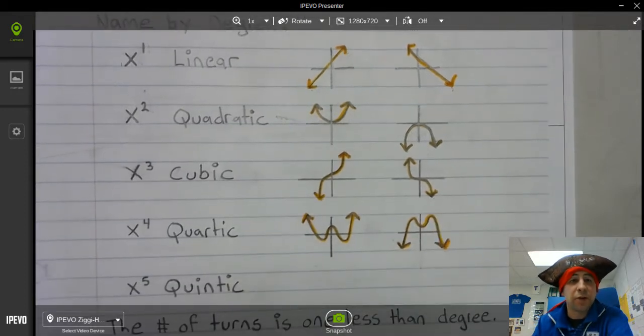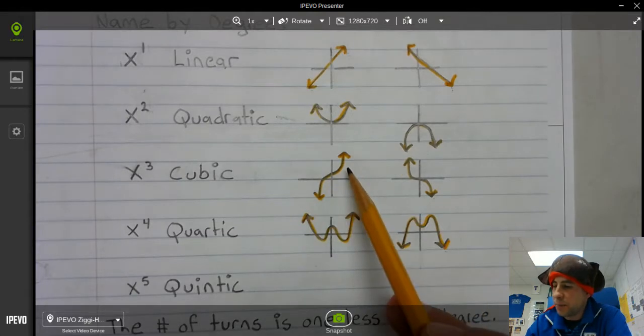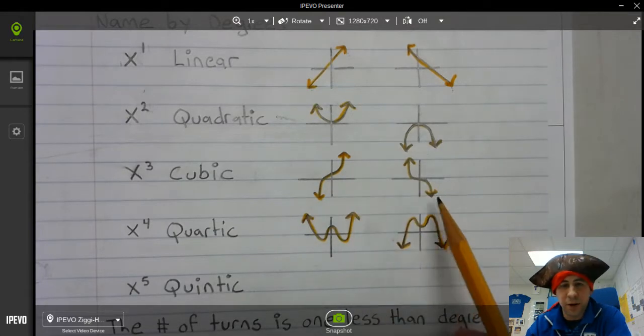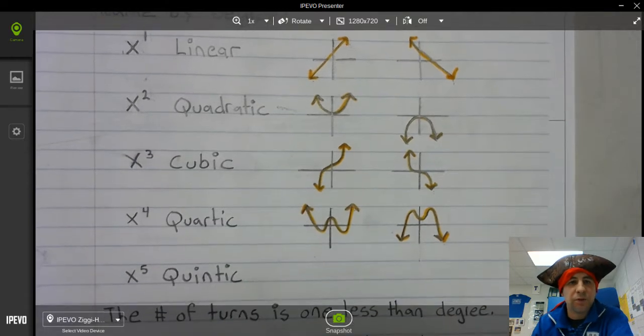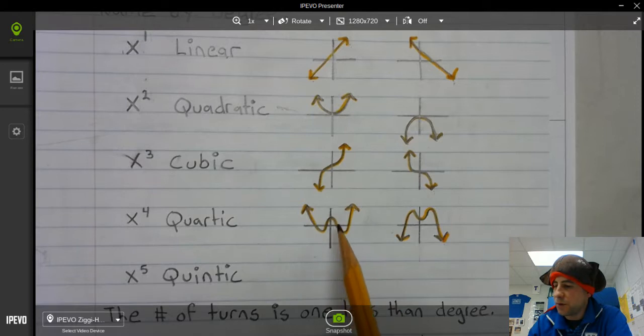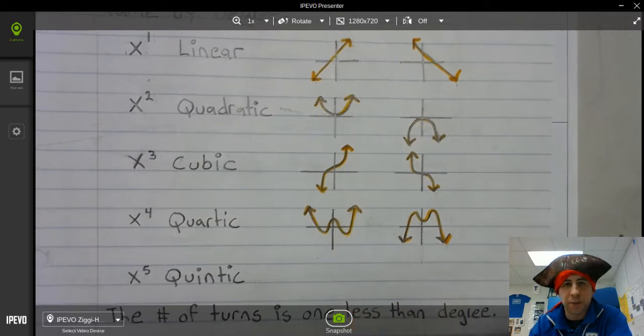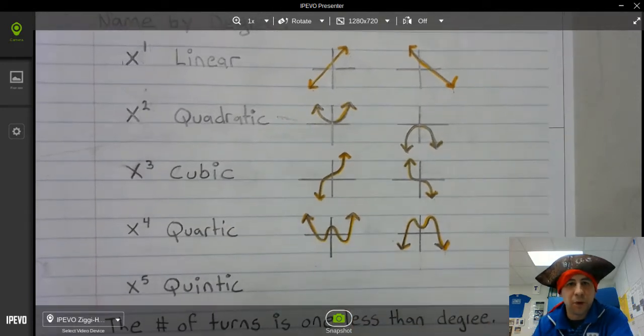okay? X to the third power is cubic, and if it's a positive cubic, the cubic goes up. And if it's a negative cubic, the cubic goes down. X to the fourth is quartic, and if it's a positive quartic, the graph goes up, and if it's a negative quartic, the graph goes down. So if you would, pause the video and update your notes.